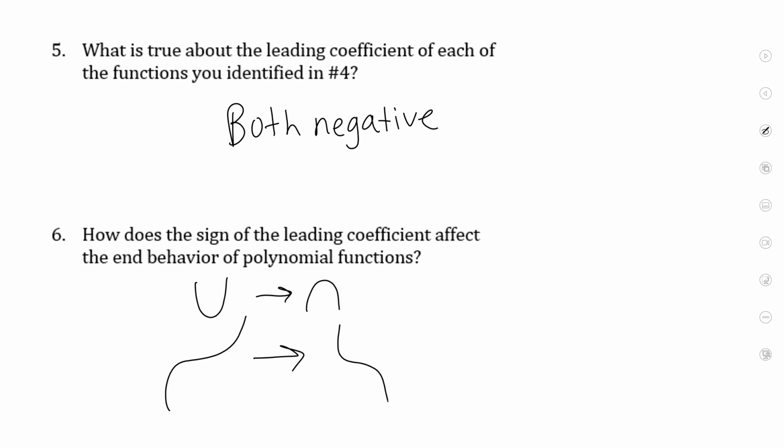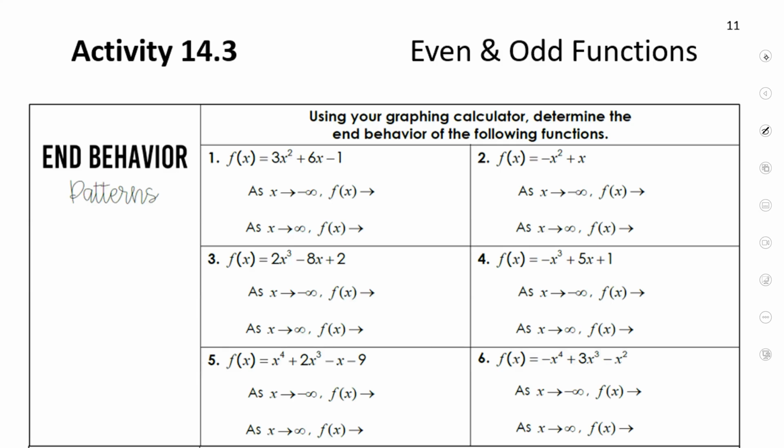So now that we know these general rules, let's look at these parts right here. Let's talk about end behavior patterns. Okay, so guys, the leading coefficient is positive, and this is a degree 2. So I'm going to sketch off to the side. What does this look like?